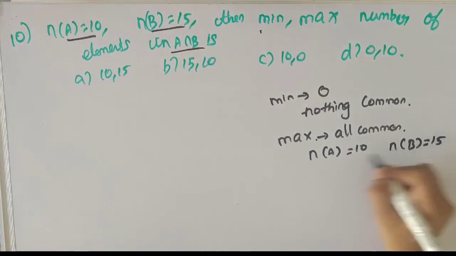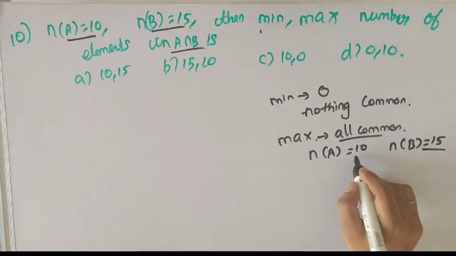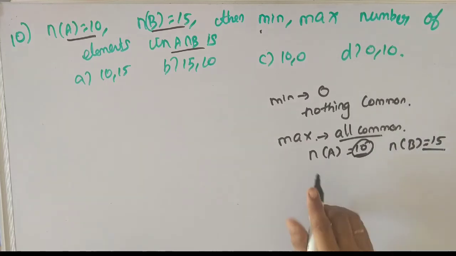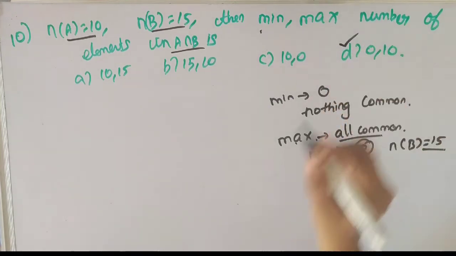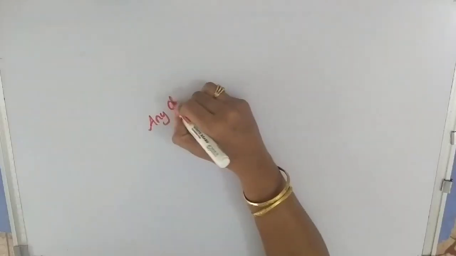Here n(A) is 10, n(B) is 15. Can 15 be the maximum number? No, isn't it? In n(A) there are only 10 elements. So 15 cannot be common elements. So the maximum number of common elements will be 10. That is n(A). So (0, 10) is the correct answer.